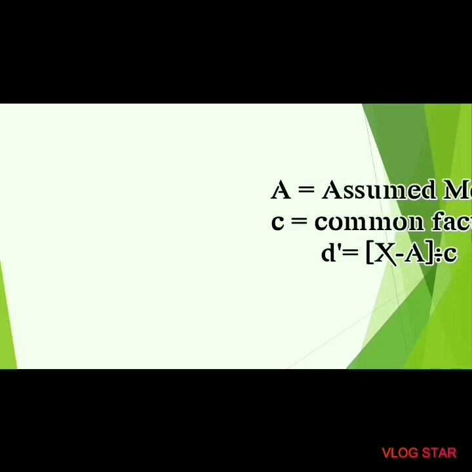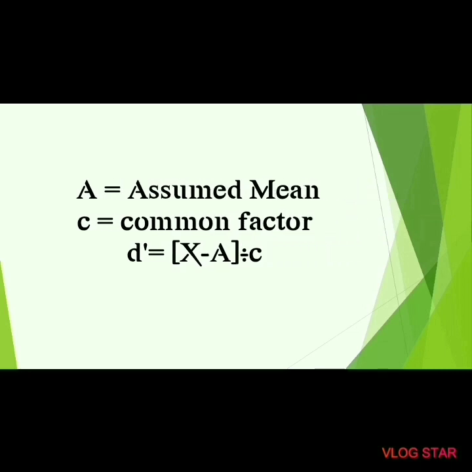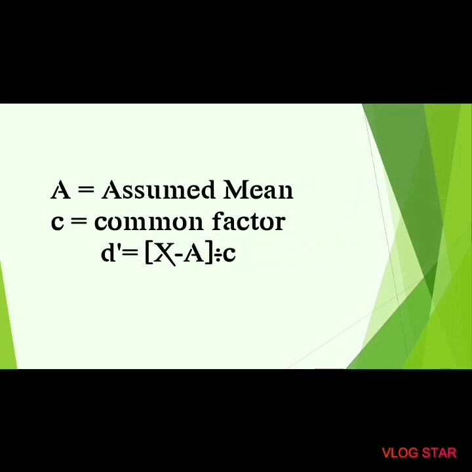So what is the di values? Di values are the difference of assumed mean from the x values divided by the common factor c, that is x minus a divided by c. The common factor will be given in the problem itself.